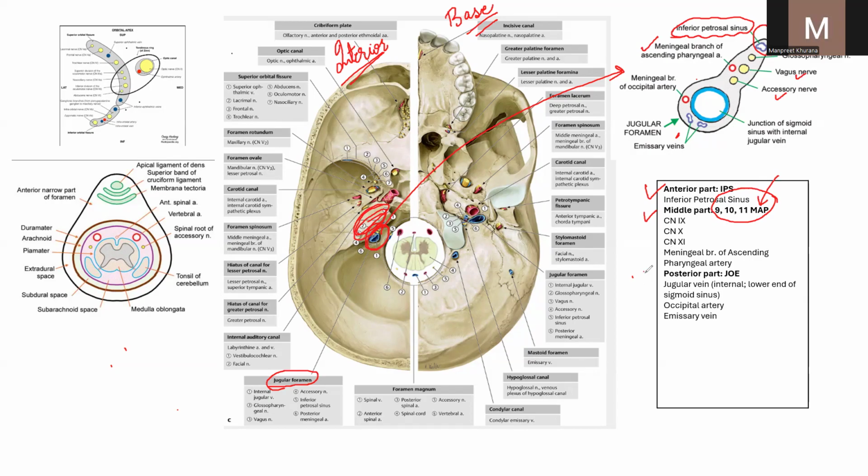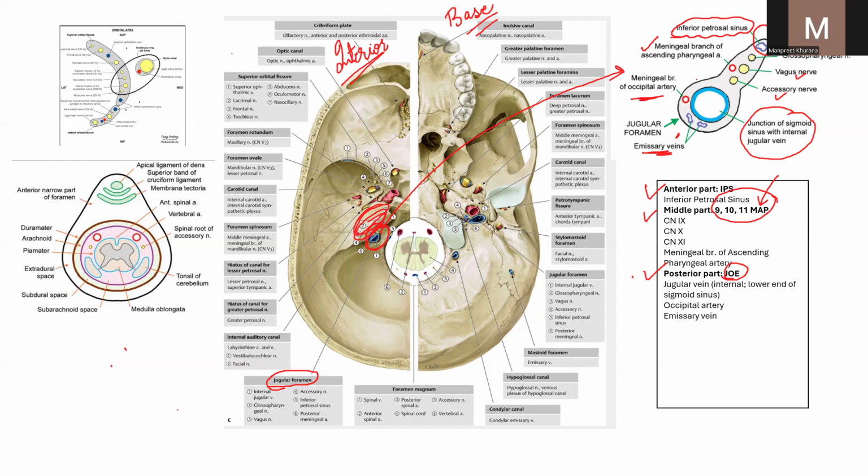Now, next is the posterior part, where you can learn it by the mnemonic JO. Now, J stands for the jugular vein, right? Now, as I told in my video where I taught you about the dural venous sinuses, the junction of the sigmoid sinus with the internal jugular vein, right? So that passes through the jugular foramen, okay? Apart from that, we have the occipital artery, right? So this is the meningeal branch of the occipital artery, and the third one are the emissary veins. So this is all about the jugular foramen.